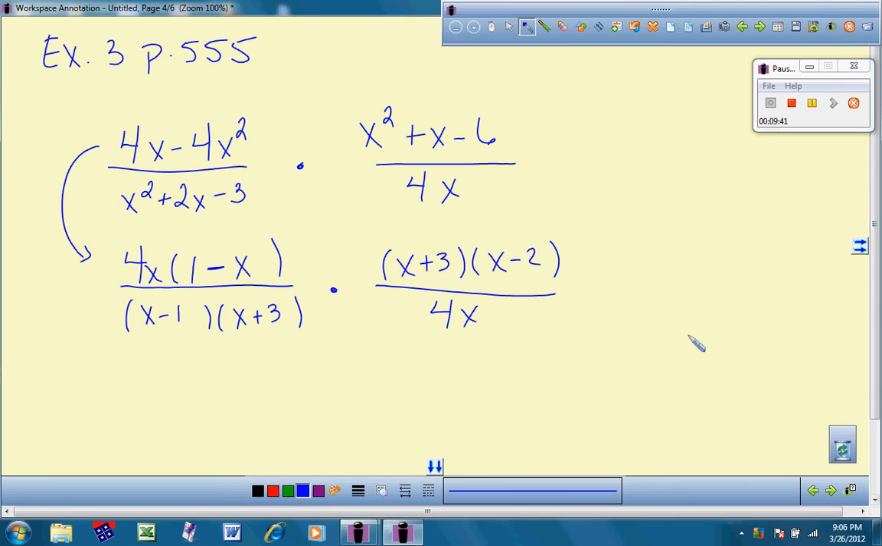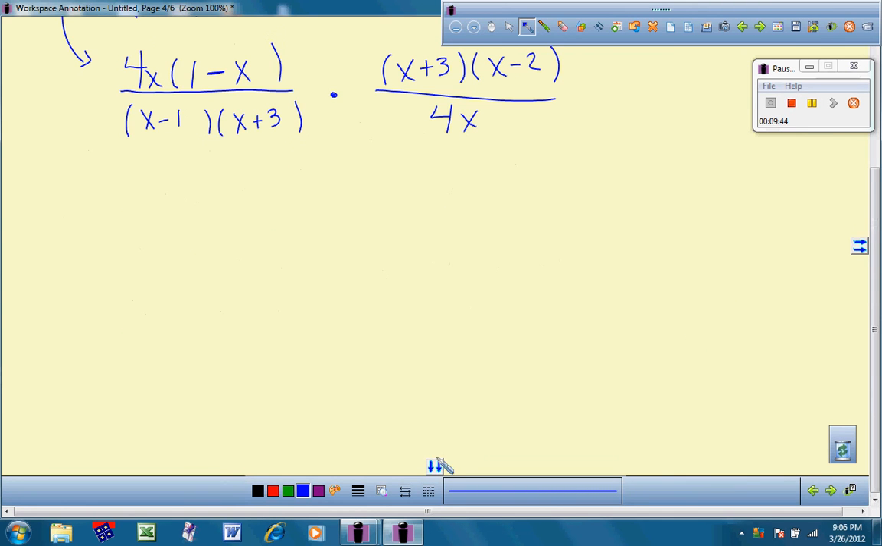So what we need to do is start canceling out any common factors that we can. Right away I notice I have a 1 minus x and I have an x minus 1. So we're going to fix this so I can cancel it. We're going to change this to read negative 1 times x minus 1. This is going to allow me to do some canceling now. I haven't changed the value. All we did is change the way it looks.